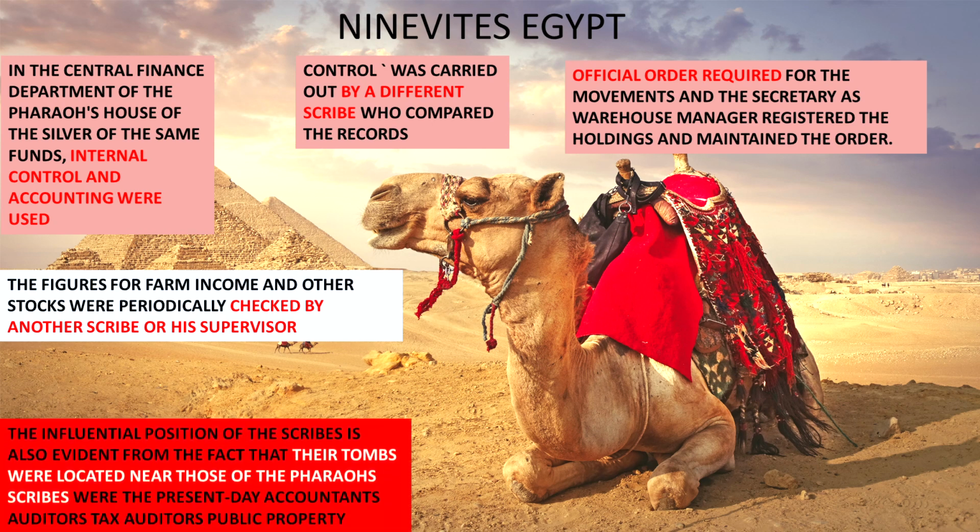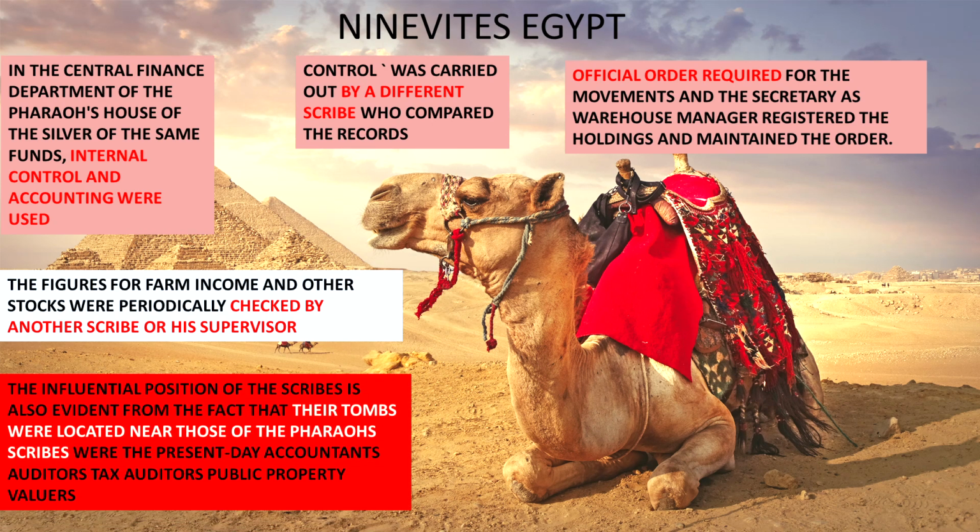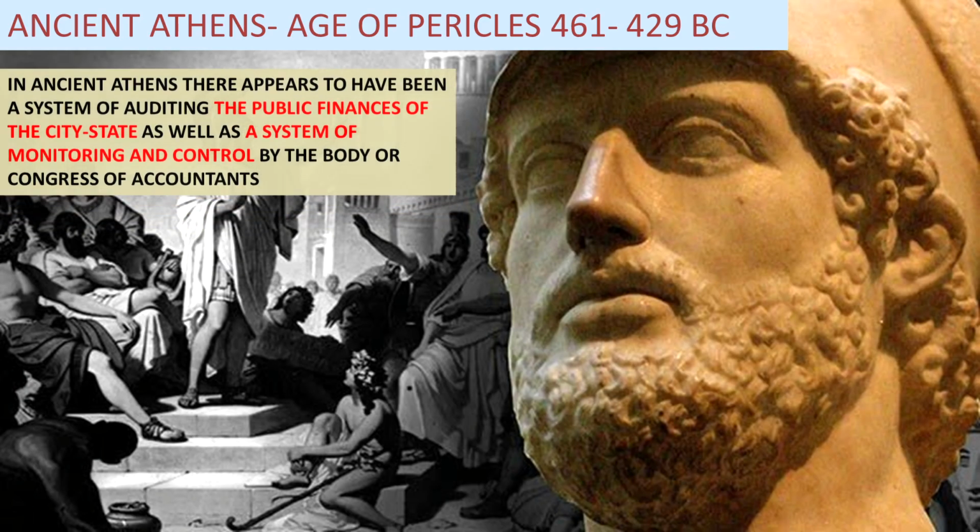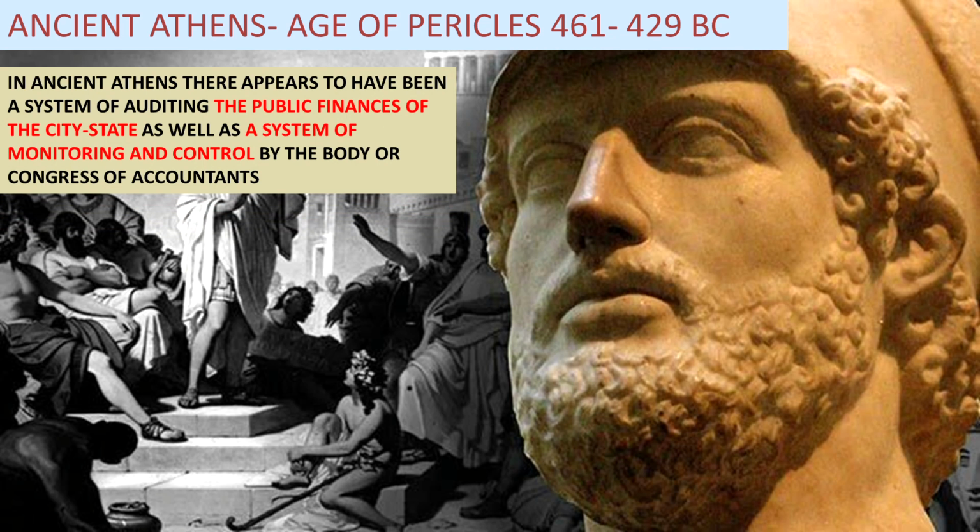The influential position of the scribes is also evident from the fact that their tombs were located near those of the pharaoh's scribes, who were the present-day accountants, auditors, tax auditors, and public property valuers. Then, the audit takes place in ancient Greece.